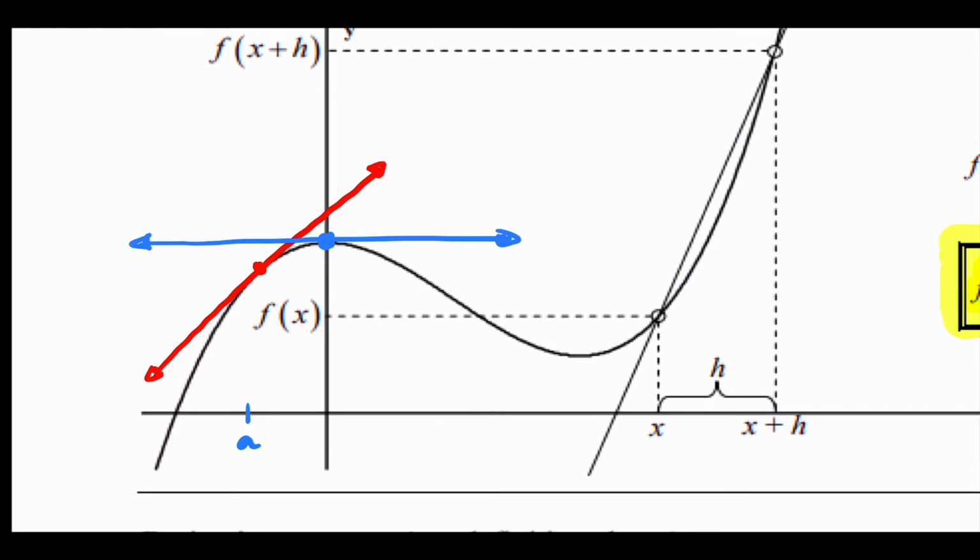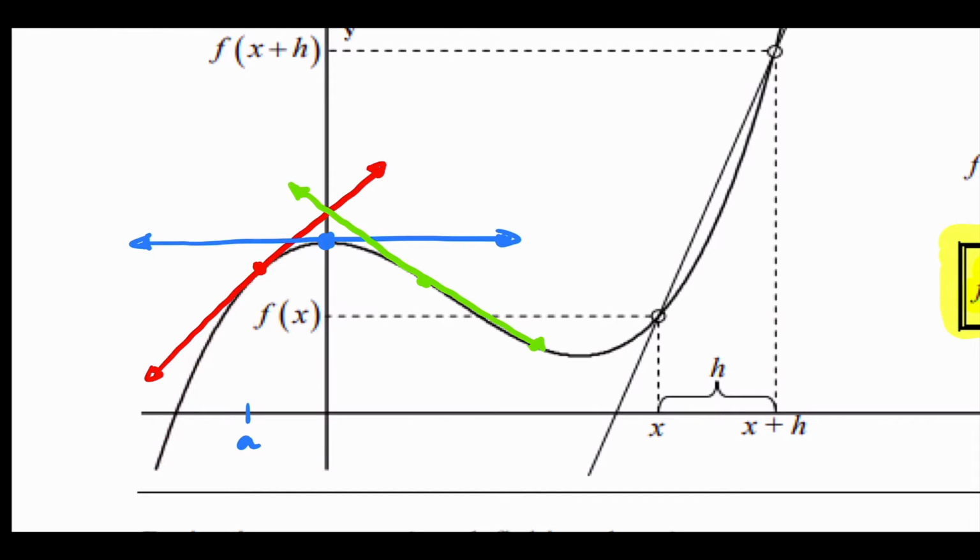Right. And then let's go further down. Let me pick a different color here. Right there. The slope of that line, the slope of the tangent line at that point there, that's negative, right? Because the function is decreasing.